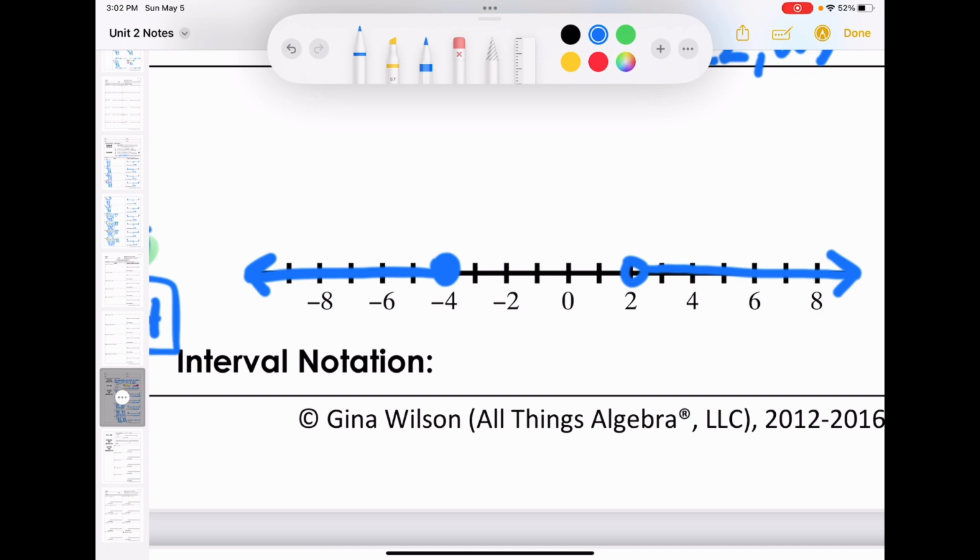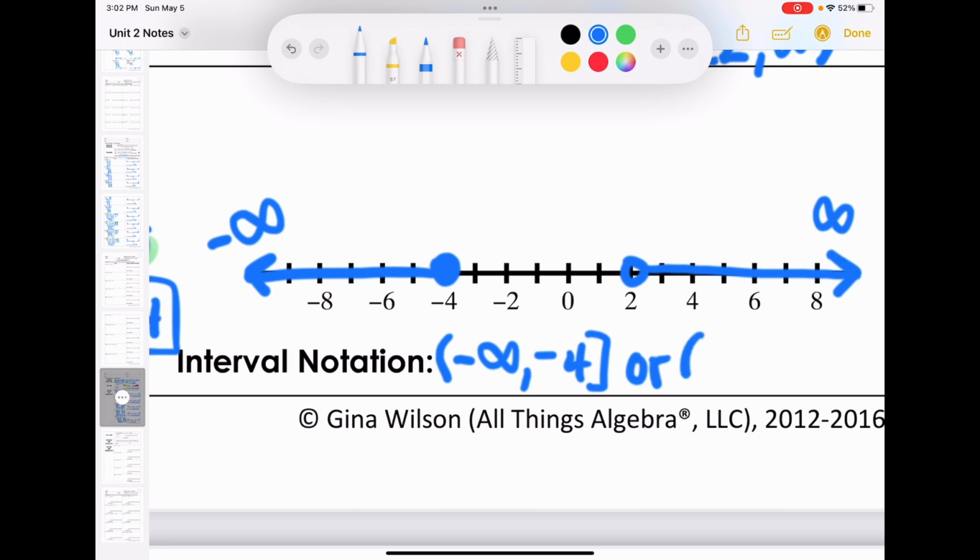Now remember, if it points to the left, that's pointing to negative infinity. If it's pointing to the right, that's pointing to positive infinity. So we always start with the one that's pointing with negative infinity. So I'm going to have parentheses, negative infinity, comma, -4 with a bracket, because that's a closed circle. And then for the second one, I'm going to have parentheses 2 because it's an open circle, positive infinity with a parentheses.